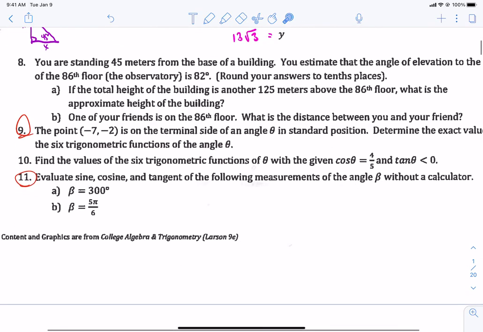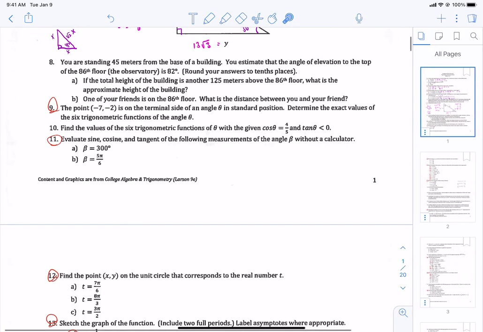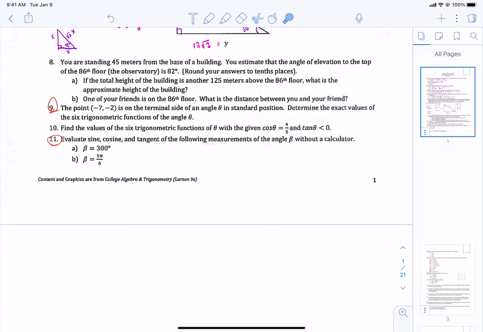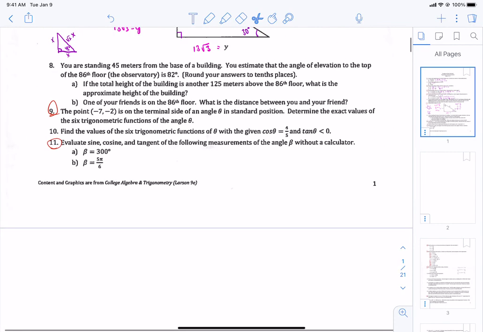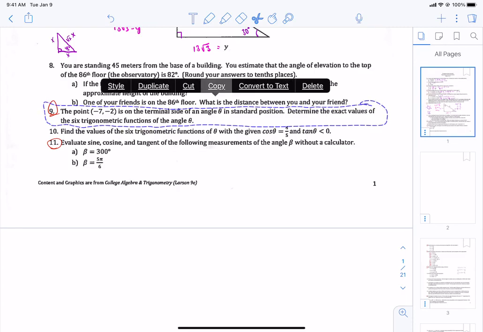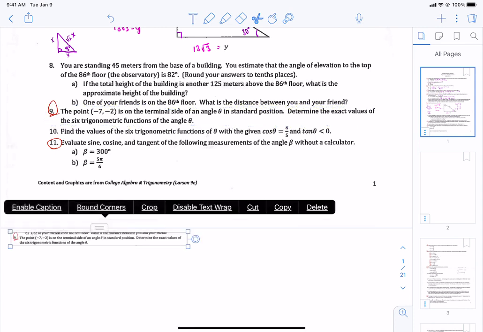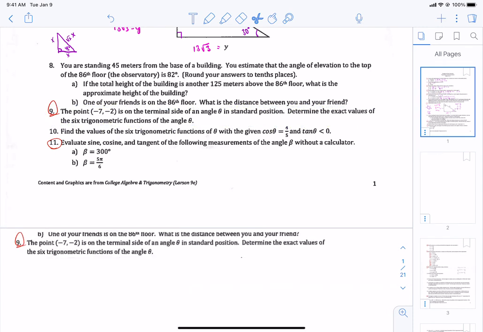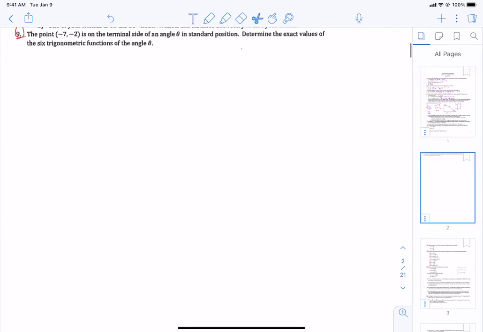Okay. Let's take a look at number 9. So number 9, I'm going to add a sheet of paper here so I can draw the picture for you. Okay, let's read number 9. It says the point -7, -2 is on the terminal side of an angle theta in standard position. Determine the exact values of the 6 trig functions of theta.